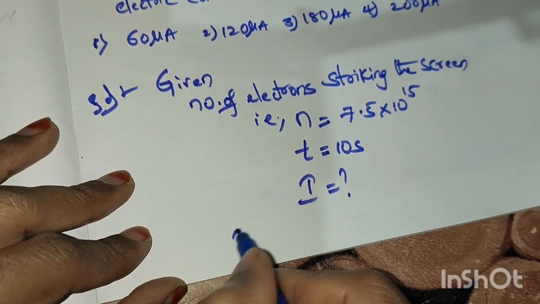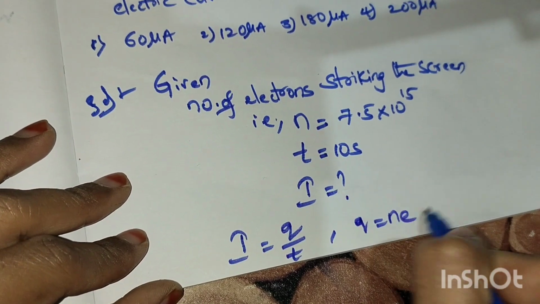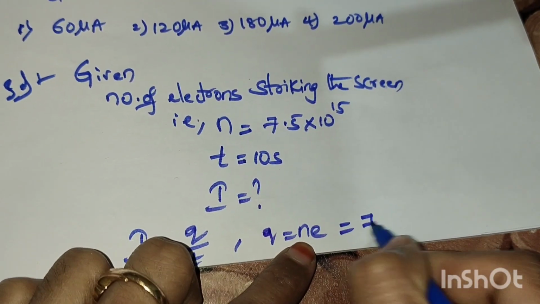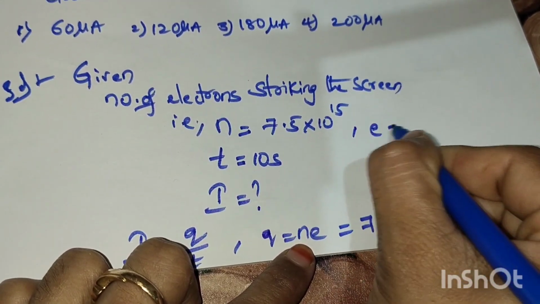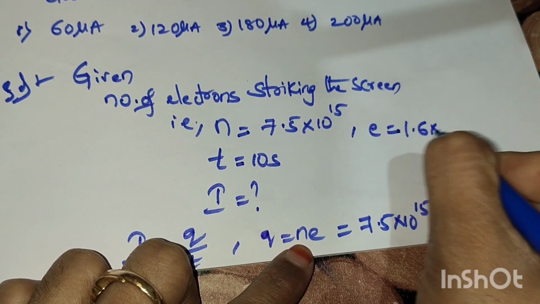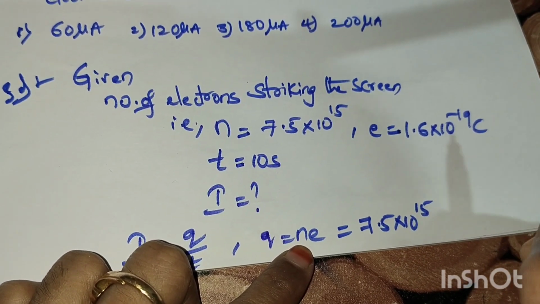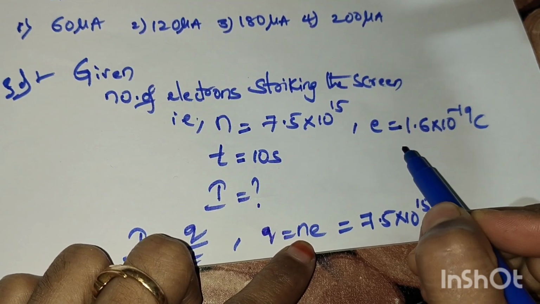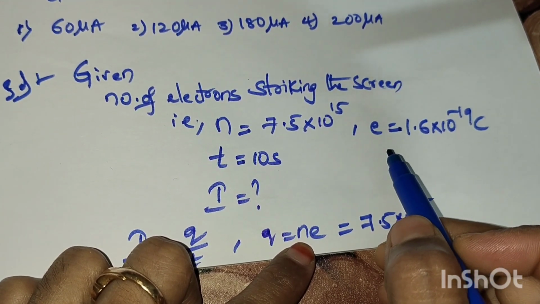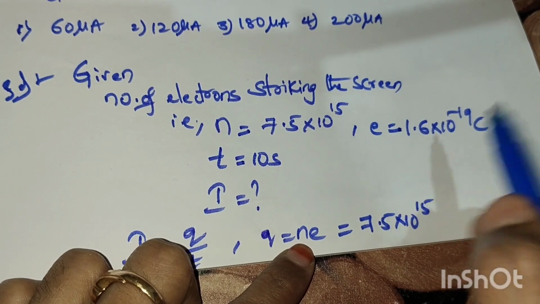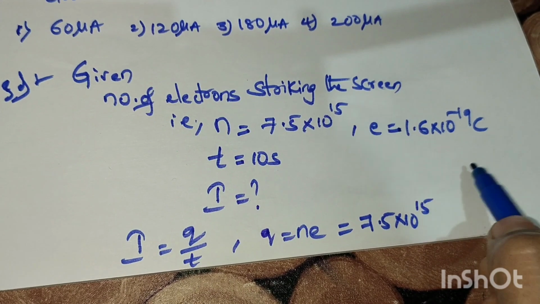We know the formula I is equal to Q by T, but Q is equal to Ne. N here is 7.5 into 10 power 15, and E is a fixed value, 1.6 into 10 power minus 19 coulomb. Everyone should remember the charge of each electron. Sometimes they mention the value of E in the question and sometimes not, so you should remember it: 1.6 into 10 power minus 19 coulomb.